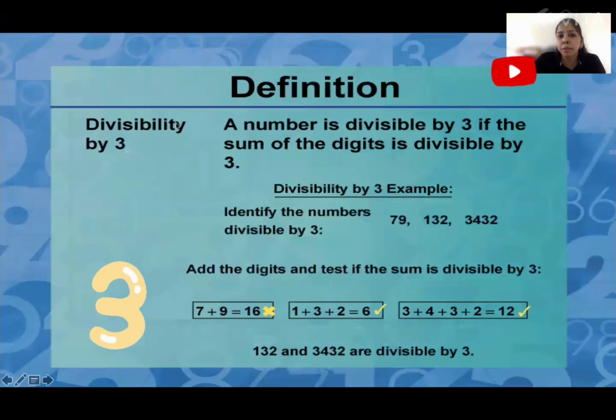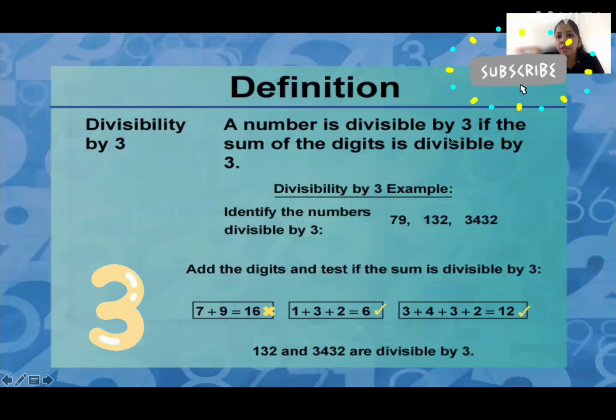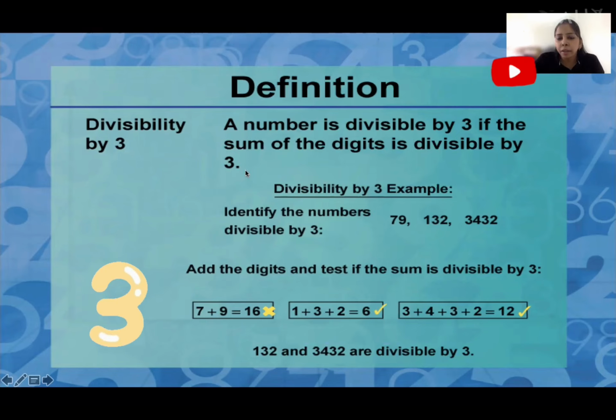Next one is divisibility by 3. A number is divisible by 3 if the sum of the digits is divisible by 3. For example, identify the numbers divisible by 3 among 79, 132, 3432. Add the digits and test if the sum is divisible by 3. Like here, 79: 7 plus 9 is equal to 16, but 16 is not divisible by 3.